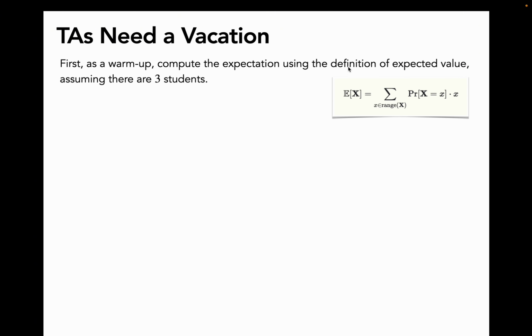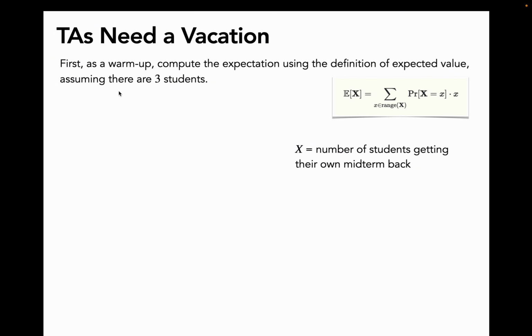In the warm-up, we want to use the definition of expected value. So this definition is just a sum over the range of X. So the range of X is all possible values that X could take on. And then we need the probability that X is equal to any particular value in that range. And in our case, X is of course the number of students getting their own midterm back.